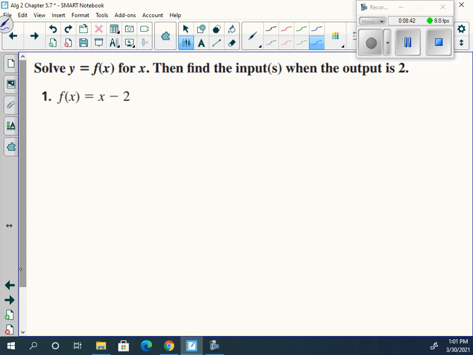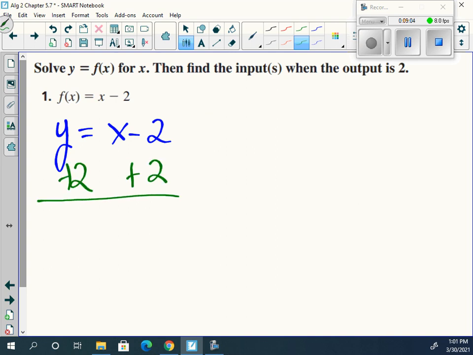All right. This one here is actually not that bad. Well, we start off with what? y equals... so what would we do first? Yep, add 2 to both sides. Tells us x is equal to y plus 2. What do we do next?